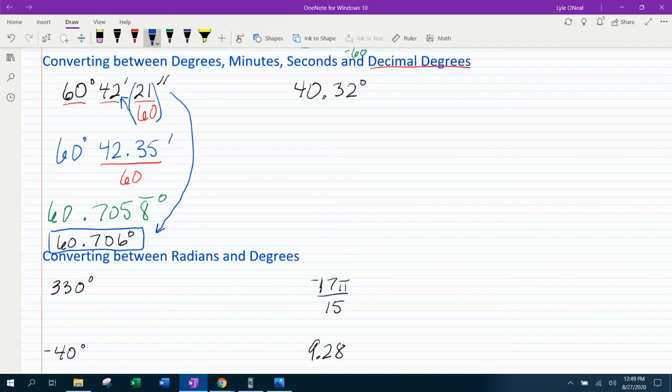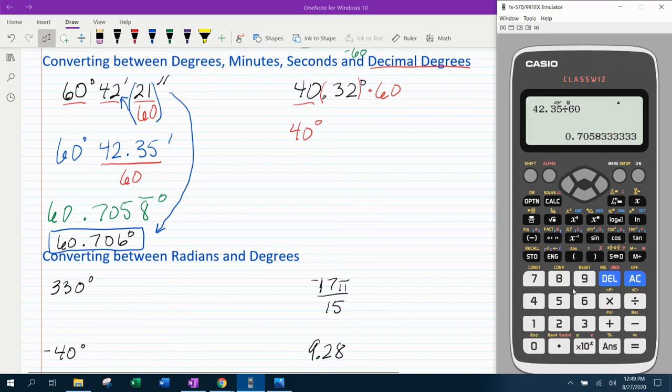You're also going to need to know how to go the other direction. And if you notice, we divided by 60 to get to the decimal degrees. So to go the other direction, we're going to multiply by 60. We're going to take the decimal portion of the degrees and multiply by 60. And then the whole number part here, the 40, becomes the degrees.